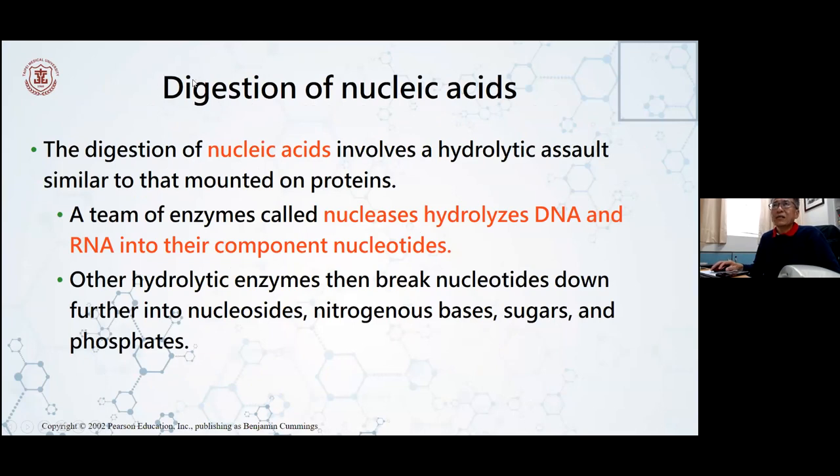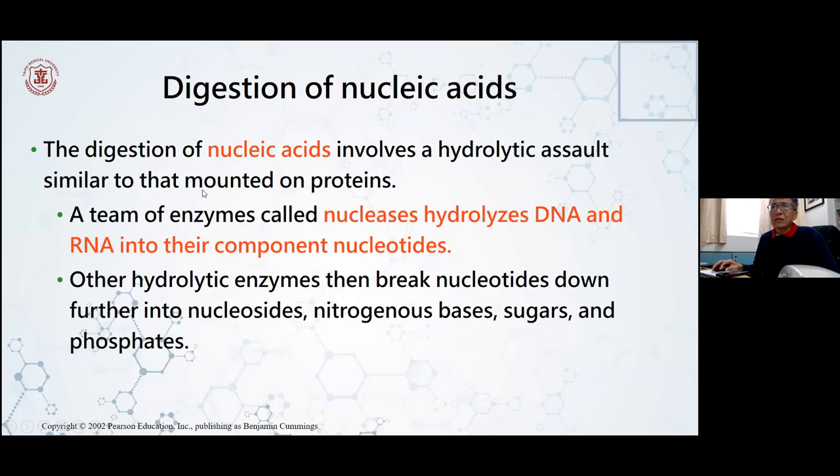And then the next one is the digestion of the nucleic acid. The nucleic acid, including the DNA and the RNA, right? So the digestion of the nucleic acid involves hydrolytic attack, similar to the protein. So a team of enzymes called the nucleases, okay? So the nucleases are the enzymes to catalyze the digestion of the nucleic acid. So the nucleases hydrolyze the DNA and RNA into the nucleotides. As we know, the nucleotide includes three parts: a base, a phosphate group, and a pentose, right?